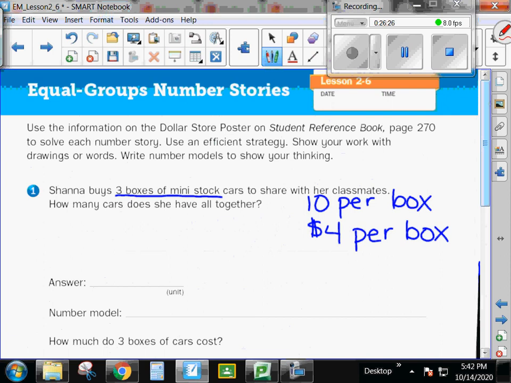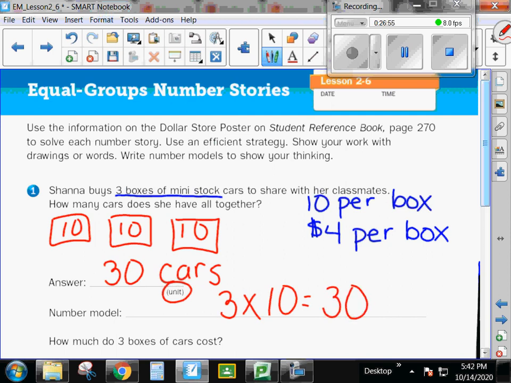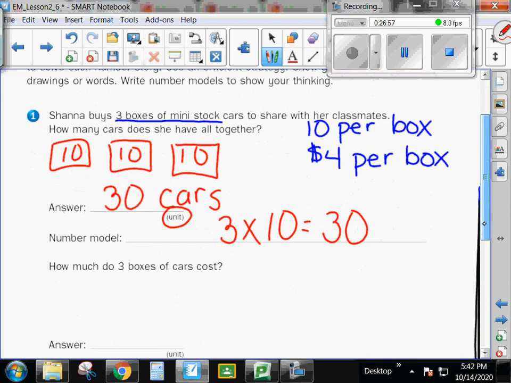All right, let's go ahead and do this. I'm going to go through this real quick. This video is already getting pretty long. She buys 3 boxes of mini stock cars, and each box I know has 10 per box. So how many cars does she have? Well, she has 30 in my unit. Don't forget my unit. And I'm just going to say cars, or you could have said mini stock cars. My number model is 3 groups of 10 equals 30. That's my number model.